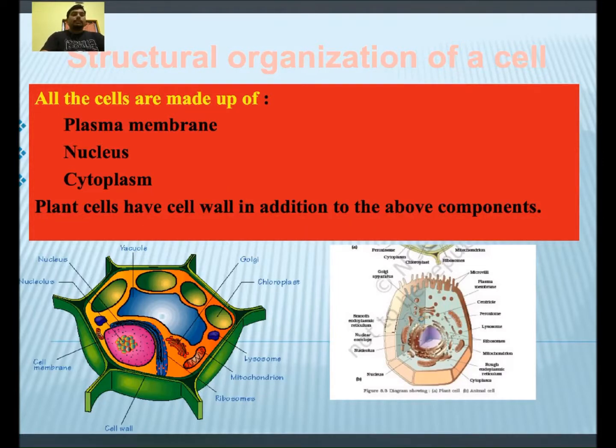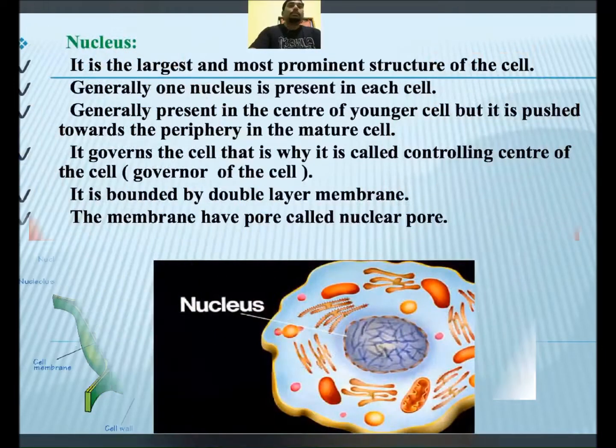So here we can see in the plant cell we can find one extra wall, that is cell wall, and this is animal cell. There is only plasma membrane, there is no cell wall present. In the previous section, we have already discussed one of the components of the cell, plasma membrane, its functions. Today, we will study about the second component, that is nucleus.